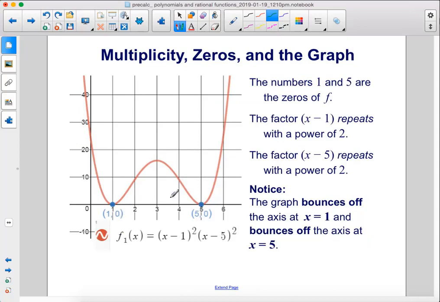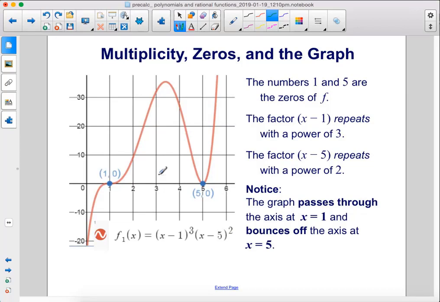The numbers 1 and 5 are the zeros of f. The factor x minus 1 repeats with a power of 2, and the factor x minus 5 repeats with a power of 2. The graph bounces off the axis at x equals 1, and it bounces off the axis at x equals 5. That's what happens when you have a multiplicity of 2. It just bounces right off.